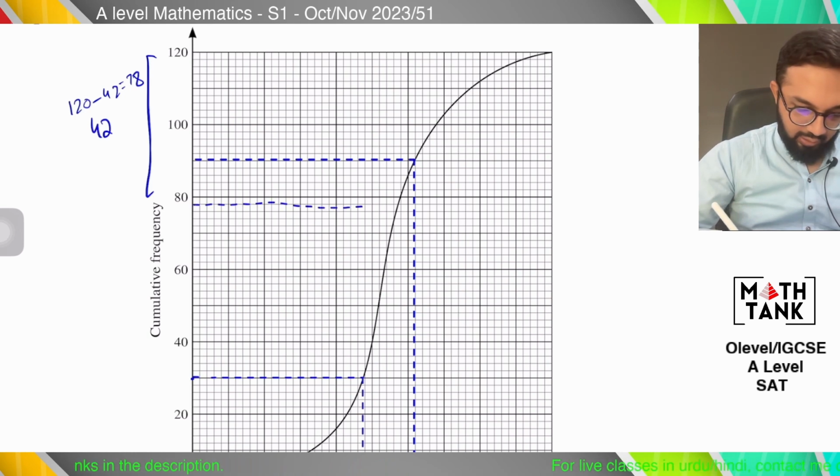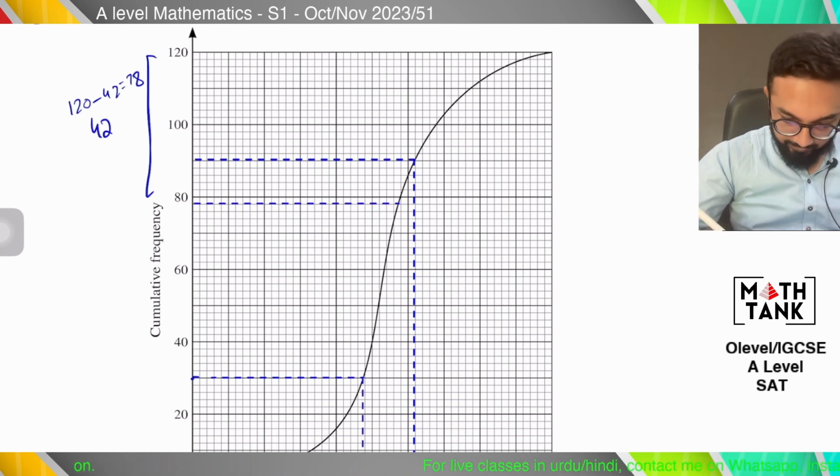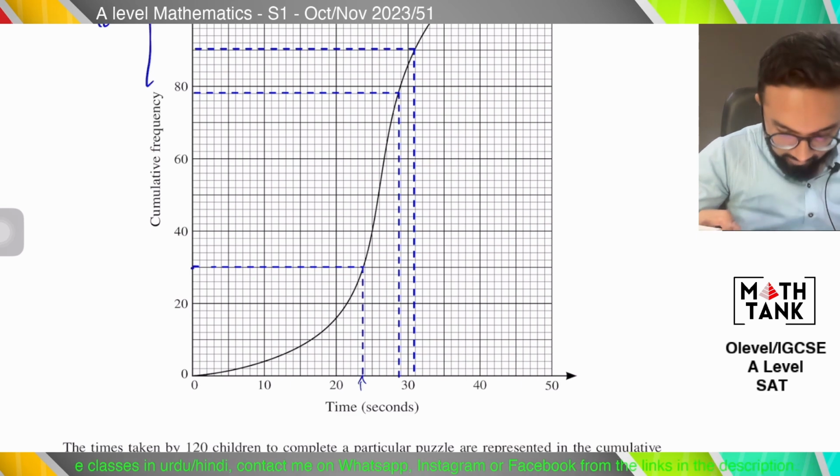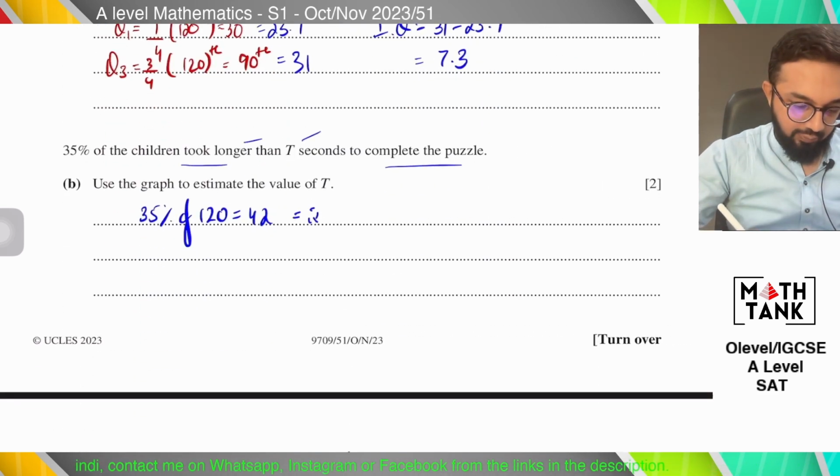78th comes out somewhere here. And this is also falling between 28 and 29, I think. So I can go with 28.5.